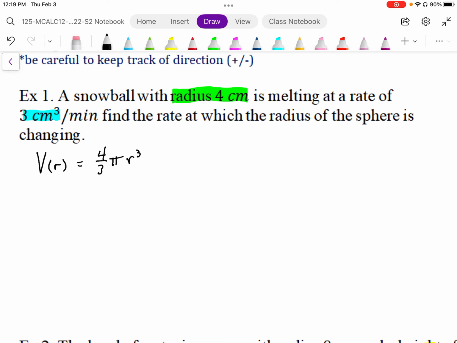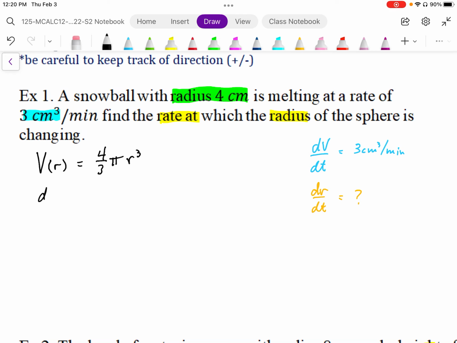Okay, so I want to then identify a few things here. I've been given 3 centimeters cubed per minute. That's a rate. That is dV by dt. 3 centimeters cubed per minute. You're being asked to find the rate of the radius. That is dr by dt. That's the unknown part. I need to differentiate this expression, this formula, with respect to time, okay? Because I need to introduce a dV by dt.